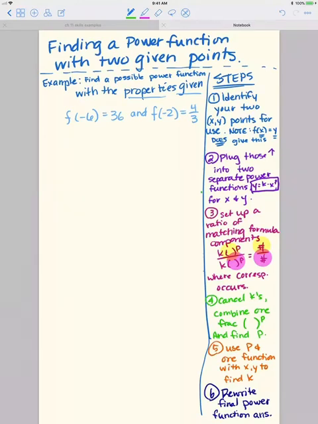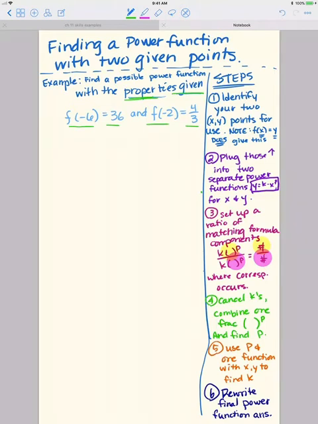Here's an example of another problem that finds a possible power function, but the wording is a little different, so I wanted to show you this. It says find a possible power function with the properties given, and instead of given xy points, it gives function notation, where it says f of -6 equals 36 and f of -2 equals 4/3.